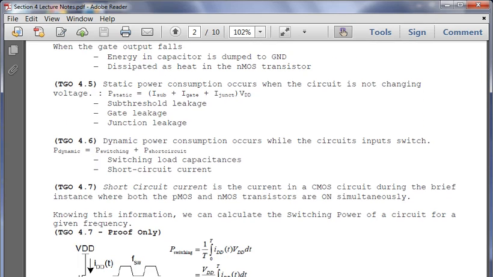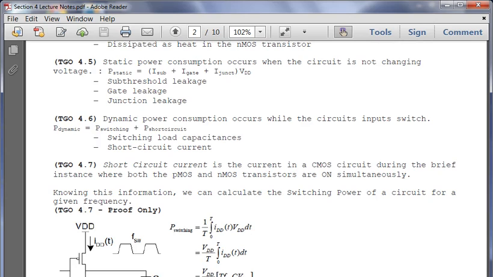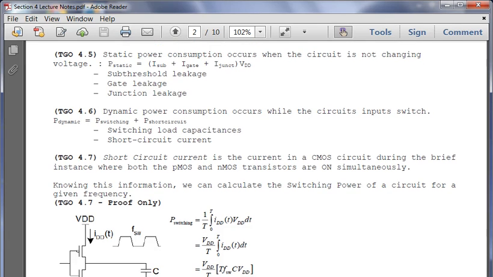So therefore, we can use this to calculate the switching power, based on knowing the dynamic power consumption and short circuit. So we have our current, IDD, times the supply voltage, and then for our switching power, we have 1 over T. VDD is a constant, so it's the integral over the period from 0 to T of that current.